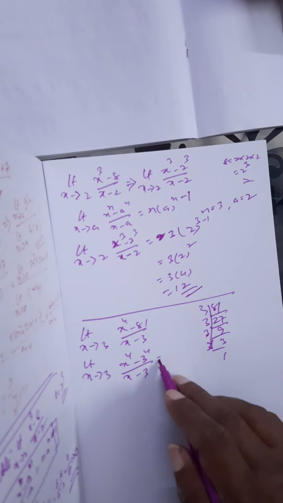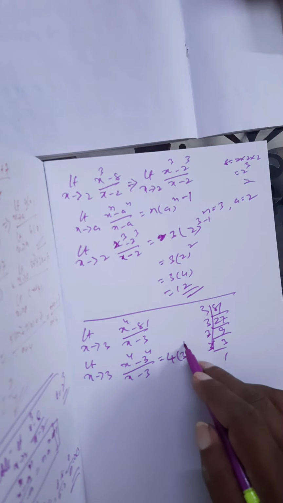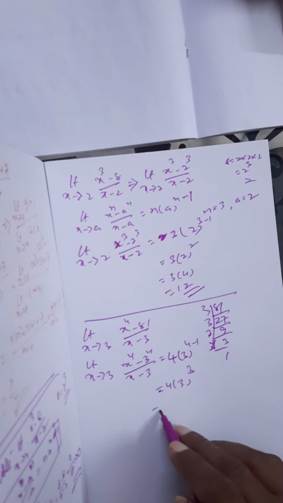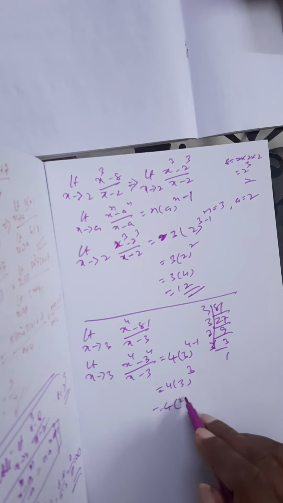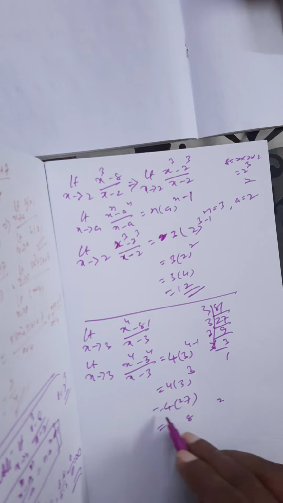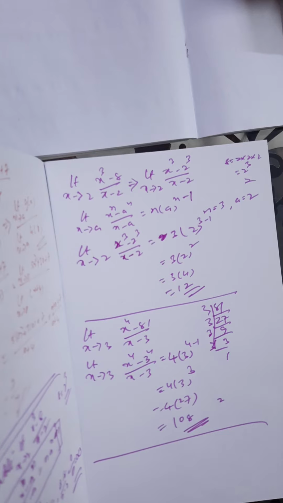This is nothing but n a^(n-1). So this is 4 times 3 to the power of 3. 3 to the power of 3 is 27. Now you multiply 4 by 27, that gives 108. So this is 108.